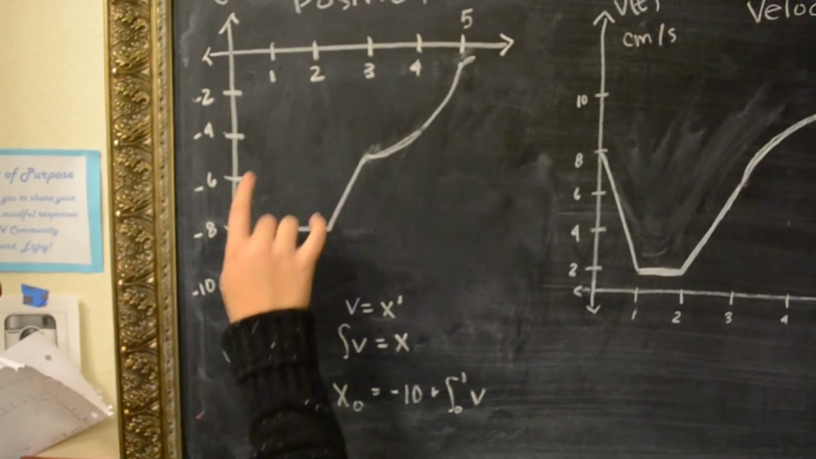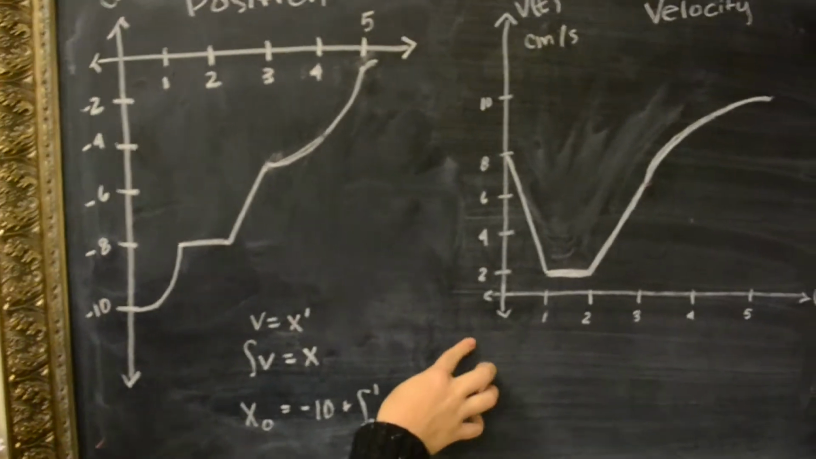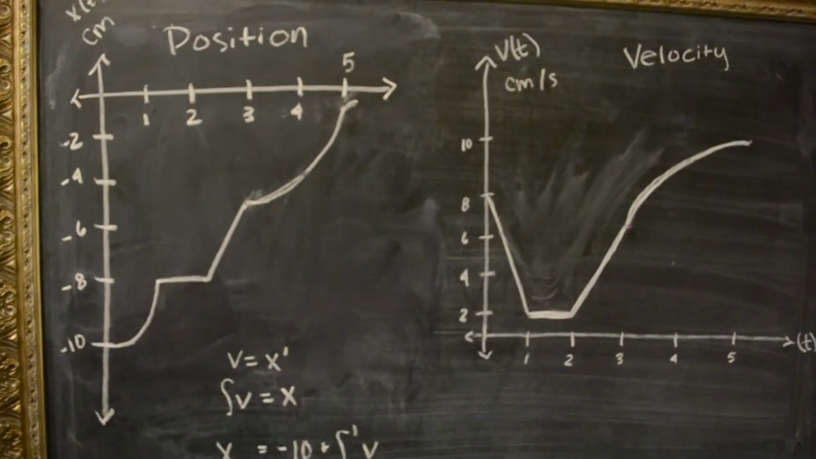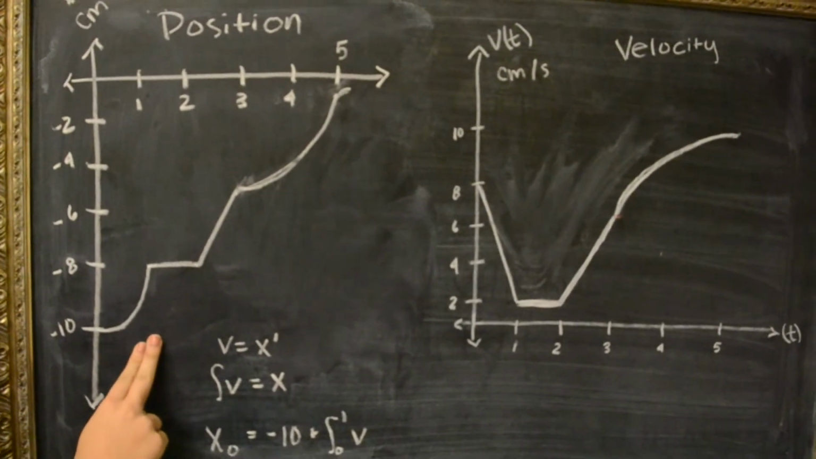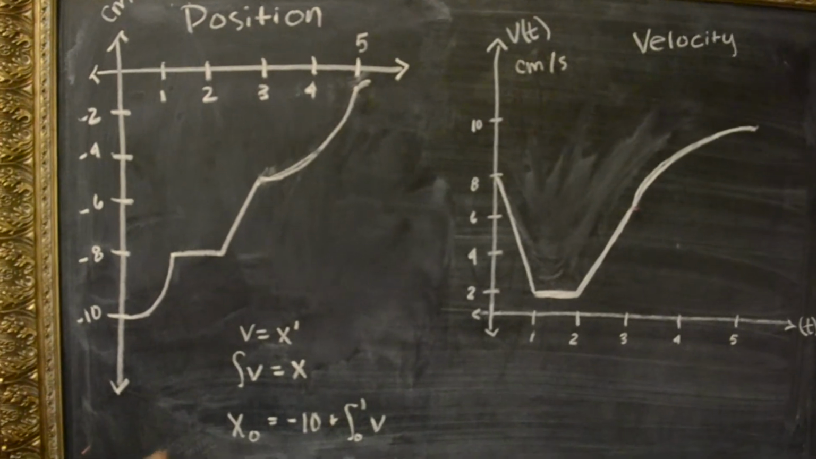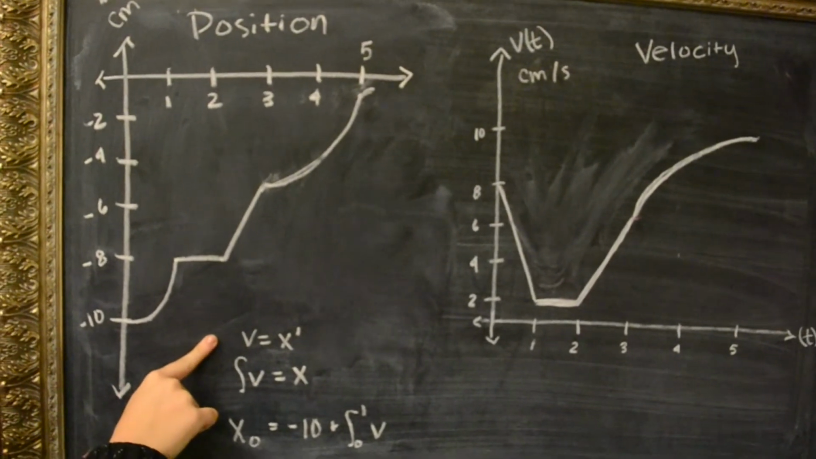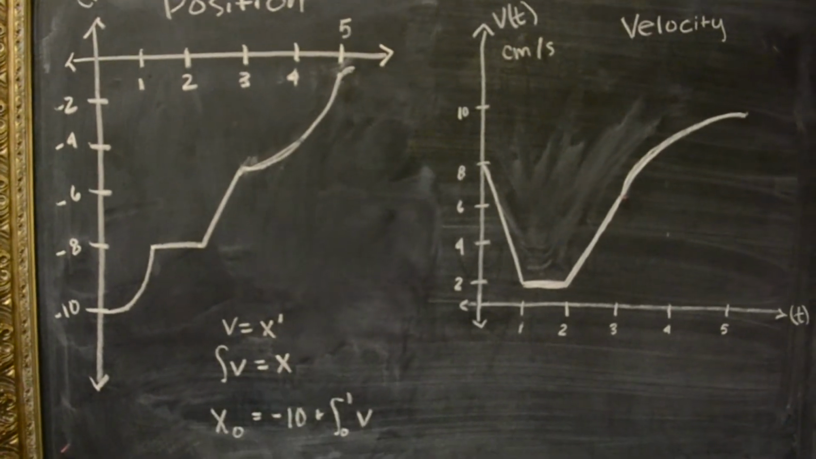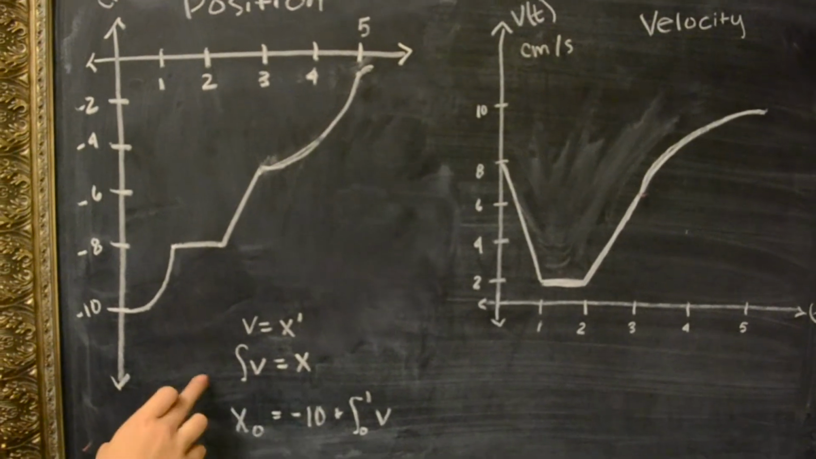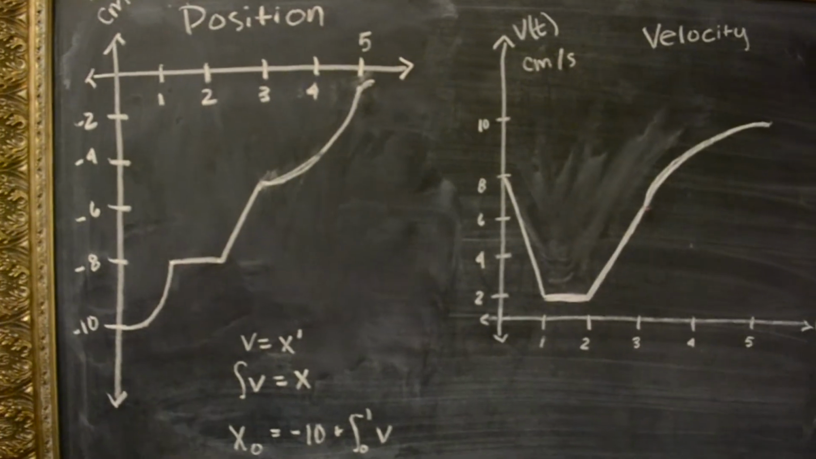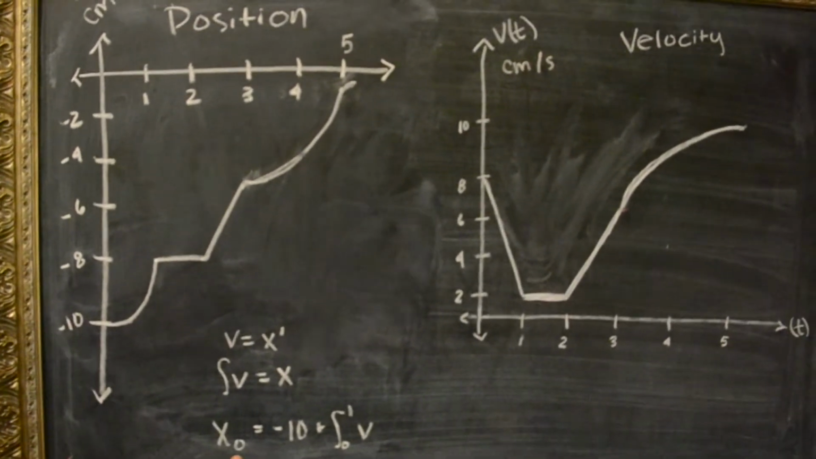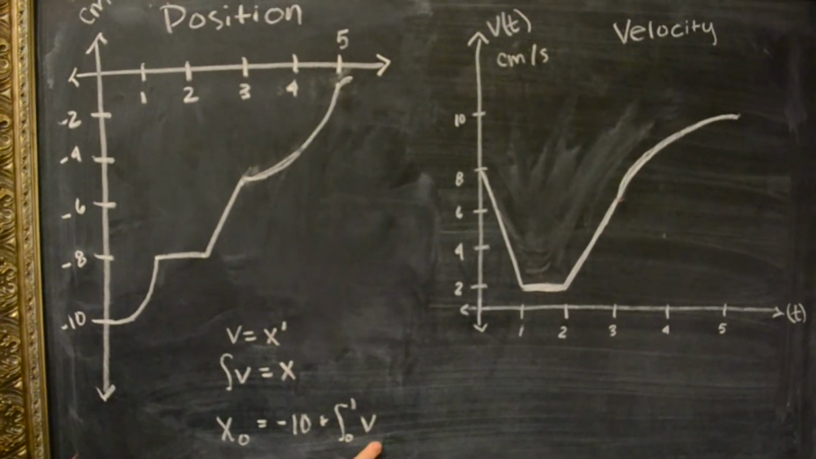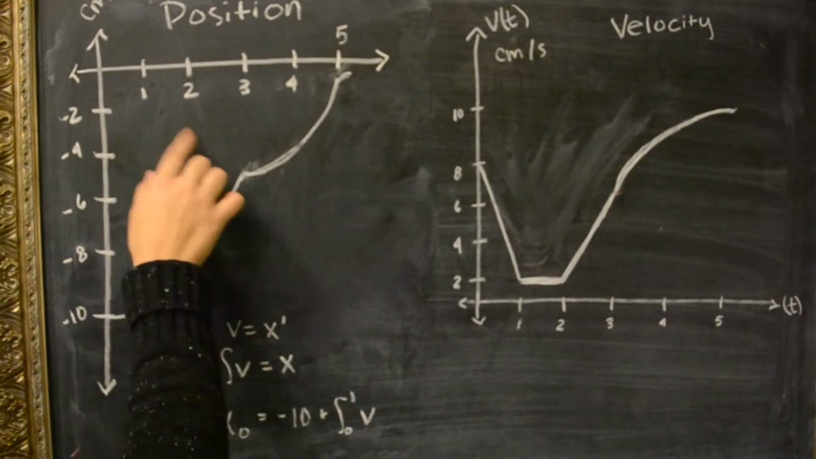So next we have to start graphing the position from the given velocity graph that we just found. So in order to do that, we need to understand the relationship between velocity and position, just like how we did for acceleration and velocity. So as you can see, velocity is equal to the derivative of x, which is the position. So in order to find x, we need to take the integral of the velocity. So in this case, the position at 0 equals negative 10 plus the integral of velocity. And we're just going to take this for every single point.